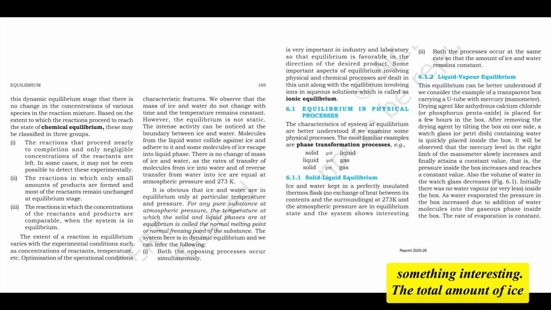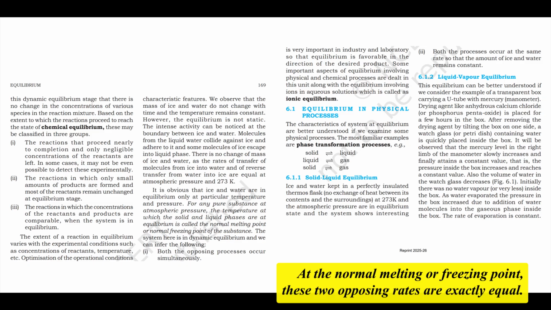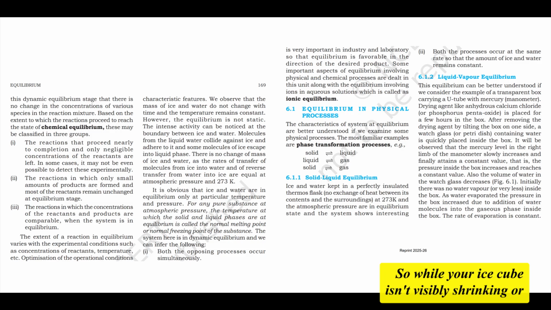The total amount of ice and water remains constant. But if you could zoom right in to the boundary between the ice and the liquid, you'd see a flurry of activity. Water molecules are constantly moving from the liquid onto the ice surface, freezing. And simultaneously, ice molecules are escaping back into the liquid, melting. At the normal melting or freezing point, these two opposing rates are exactly equal. So while your ice cube isn't visibly shrinking or growing, it's still dynamically interacting with the water all around it.